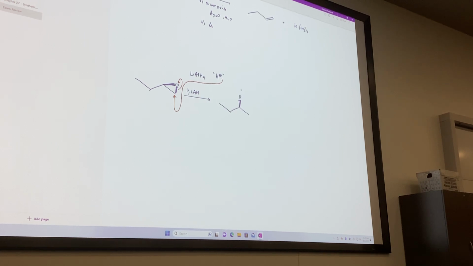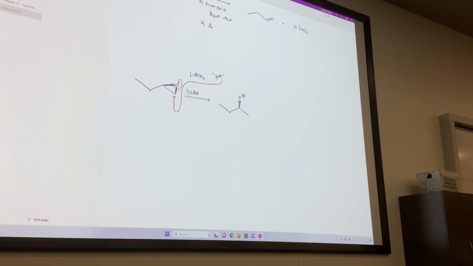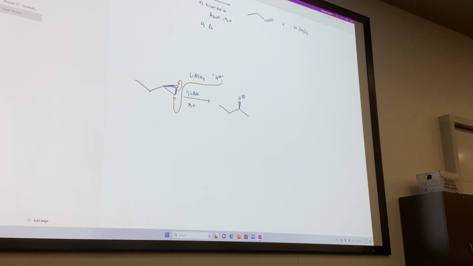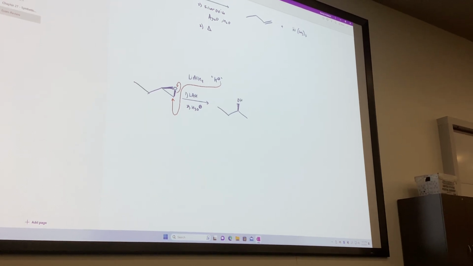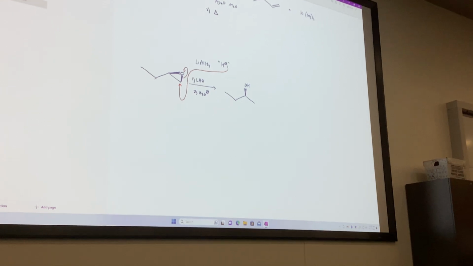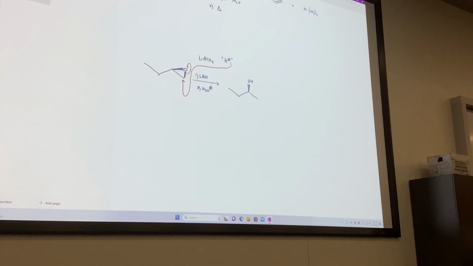I want stereochemistry now. All right, so if I just put in LAH, then of course this is the product, really the only product in this case because I had a very specific epoxide that I reacted with. But if I do the acid workup, now I've got my OH, right? Now I've got my OH.